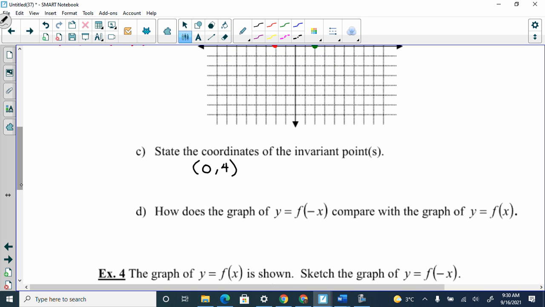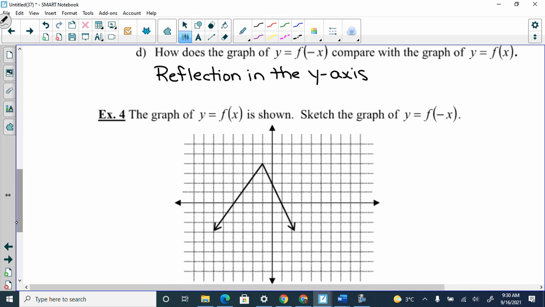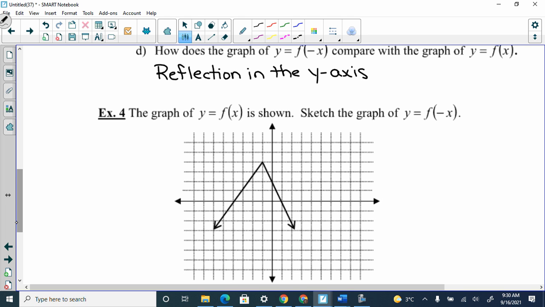How does the graph of that compare to that? We have a reflection in the y-axis. It's always in the opposite axis. If it's negative x, my x values are being negated, so they're reflecting on the y-axis, right? Okay, you draw the new graph. Use mapping, please. Just practice it.